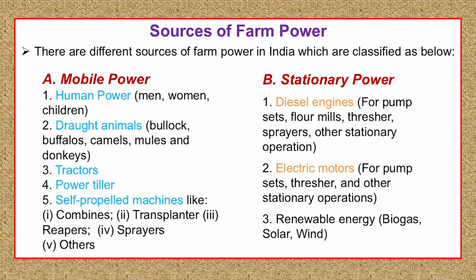we can classify directly as human power, draught animals, tractors, power tillers, self-propelled machines, electric motors, and even renewable energies. That is one basic way of classifying the powers. Other than that, if you want to classify the sources of power on the basis of mobility, they may be mobile power or stationary power.